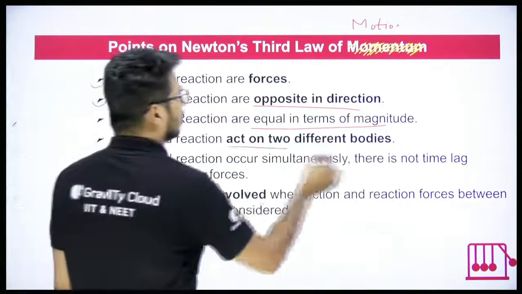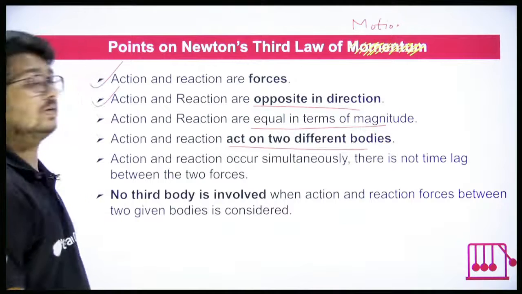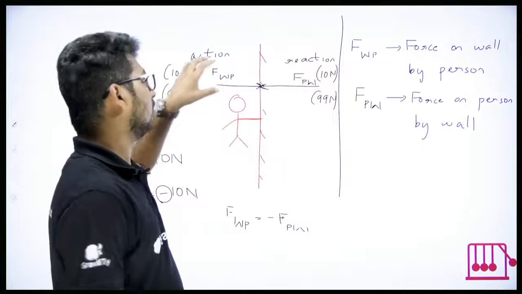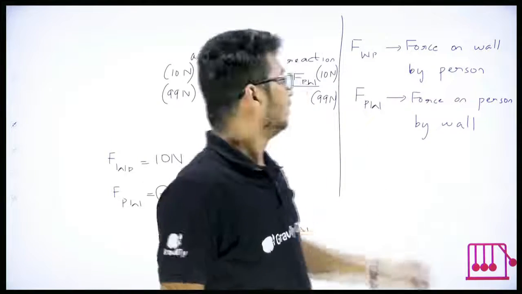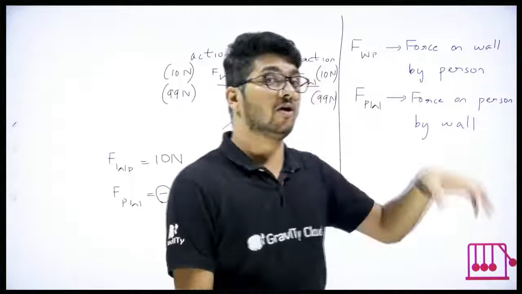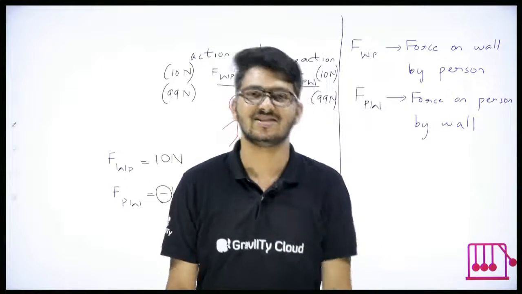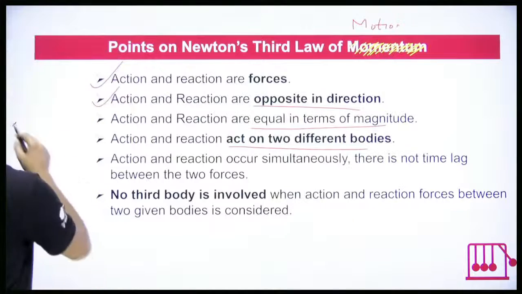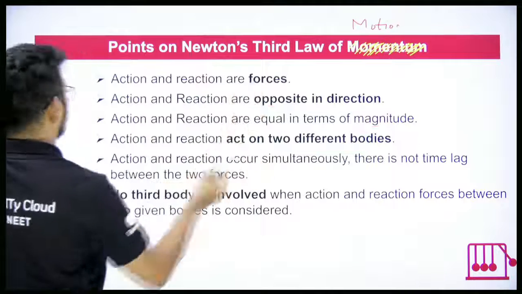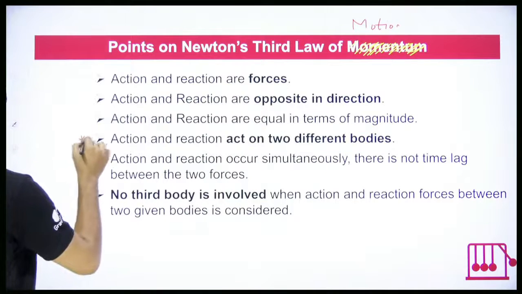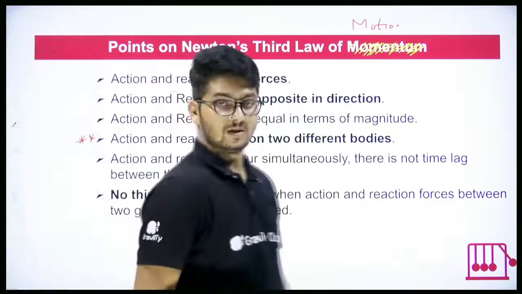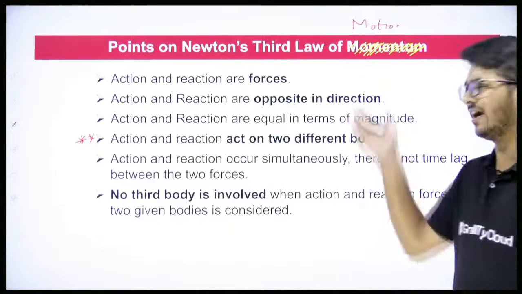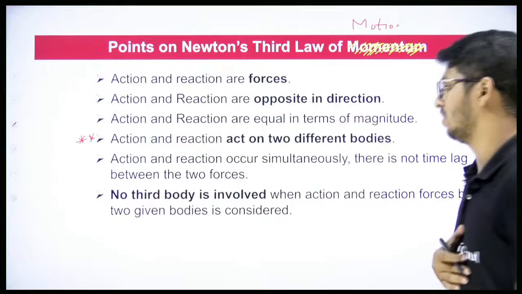Then, they act on two different bodies. Most important. Here in our example, FWP is acting on the wall. See, force on the wall. But the other force is acting on the person. Wall and person are two different bodies. So action and reaction act on two different bodies. So very, very important point, everyone. In fact, here I could say for most of the questions on Newton's third law, this will be the reason. Right, they act on two different bodies. Remember that point. In fact, all the points are important.